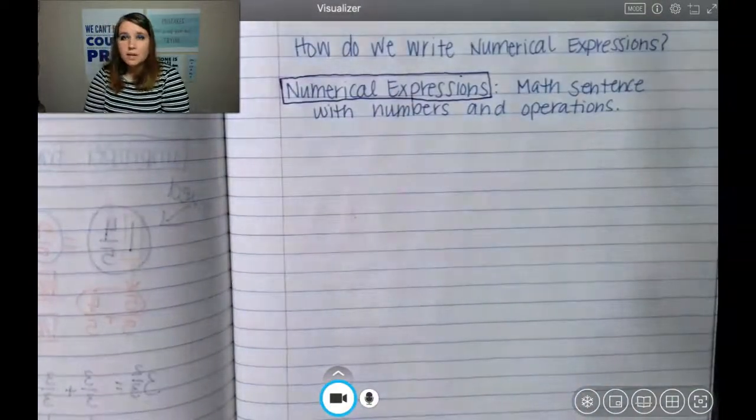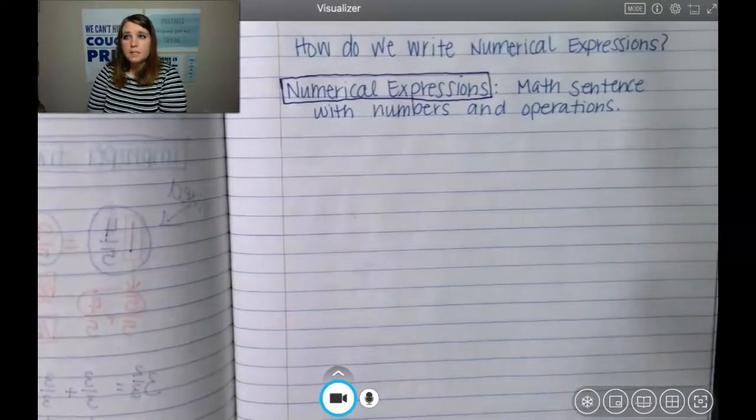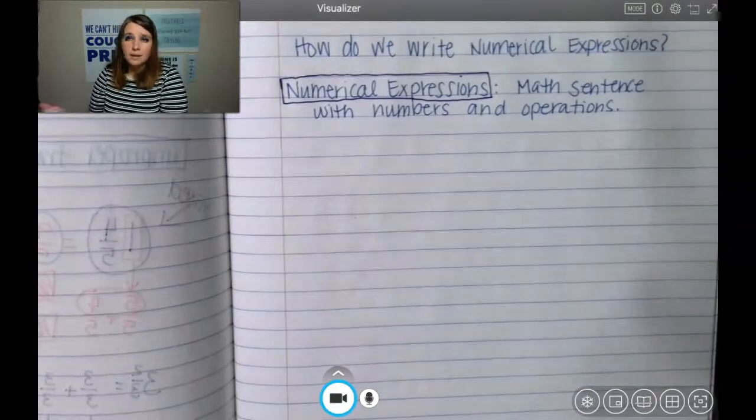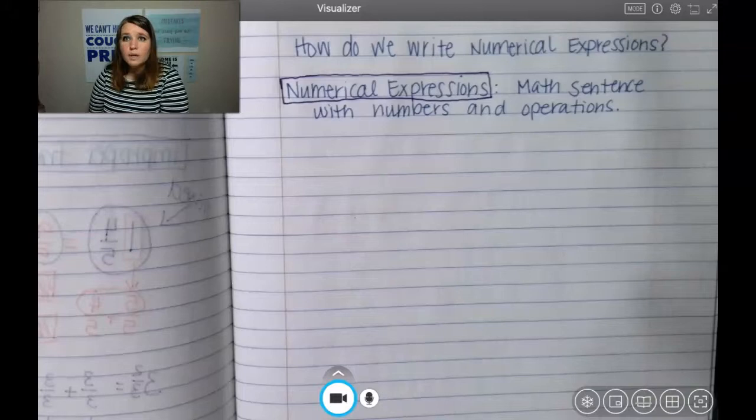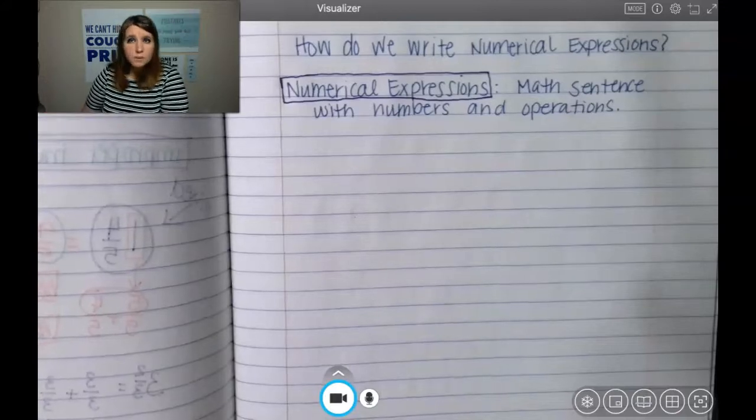We know that in language arts, sentences have a beginning and an end. We are going to be taking a phrase, which is like a language arts statement, and we're going to be turning it into a math sentence, which is a numerical expression. So we're going to need to use some clue words to be able to do that. So we're going to be looking at clue words that help us to determine our operations.